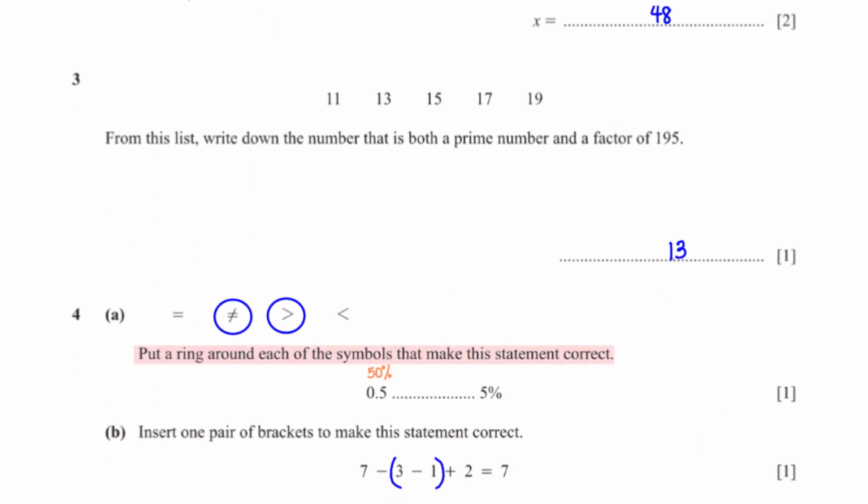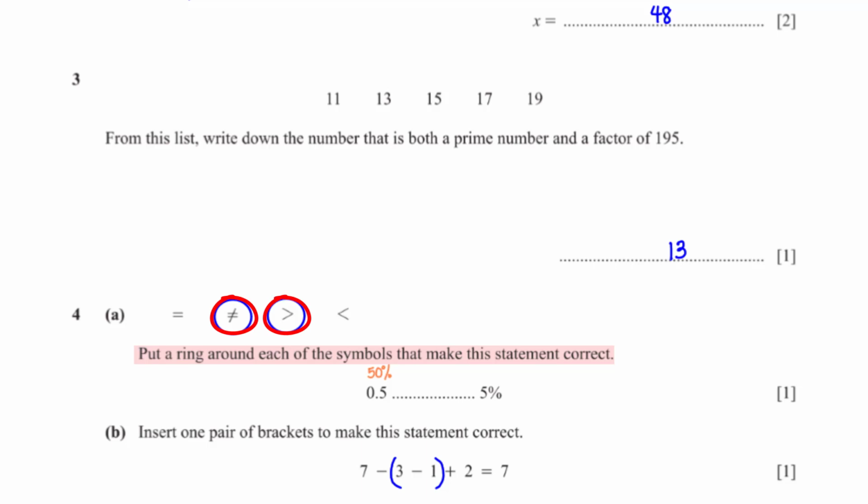Put a ring around each of the symbols that make this statement correct. To be able to compare the two numbers, we can convert 0.5 to a percentage by multiplying 0.5 by 100%. This gives us 50%. Based on this, we can say that 50% is not equal to 5% and 50% is greater than 5%.